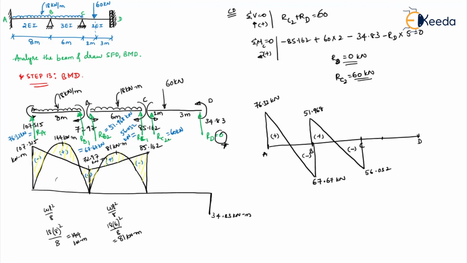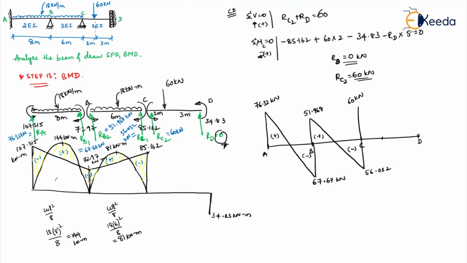Now coming to this portion, be very careful. So your RC2 is how much? 60. Left up positive, so go positive by 60 kilonewton. Now here on the right side this is 0, so leave it as it is. Whenever there is a point load, I told you that it should go by that much amount.